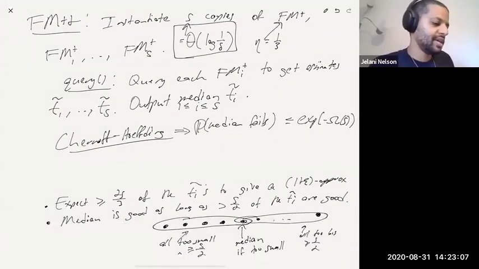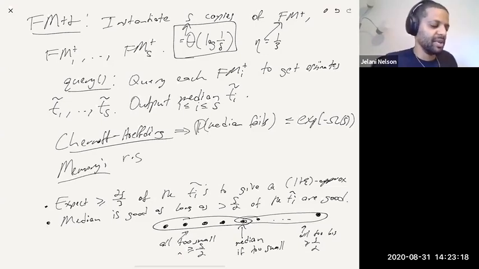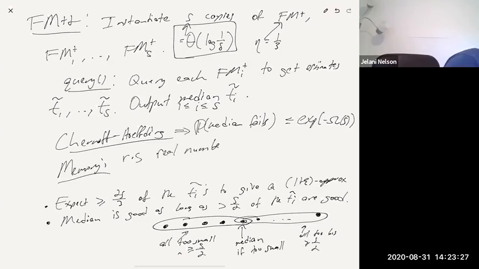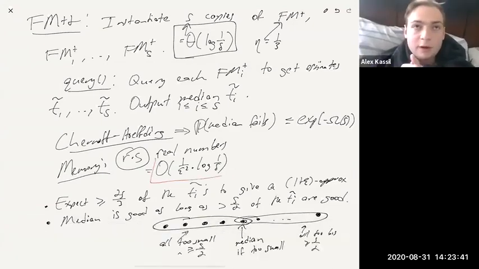Okay, good. So anyway, overall, our memory then becomes R times S real numbers. Remember, what are we storing? We're storing the minimum hash value, which is a real number. And this R times S is equal to O of 1 over epsilon squared times the logarithm of 1 over delta. Okay. So I have a question about something here. Yeah. So with the median, like the half the values, the median, and then we have 1/3 that we expect to be bad.